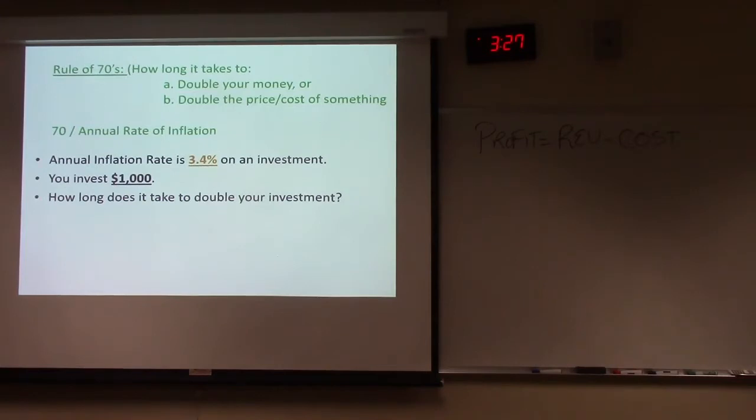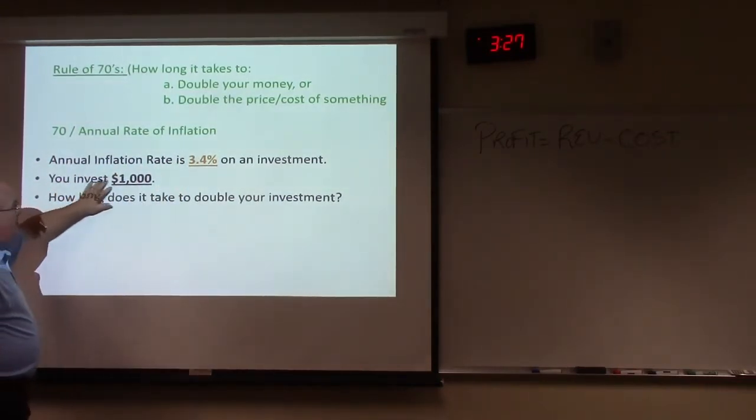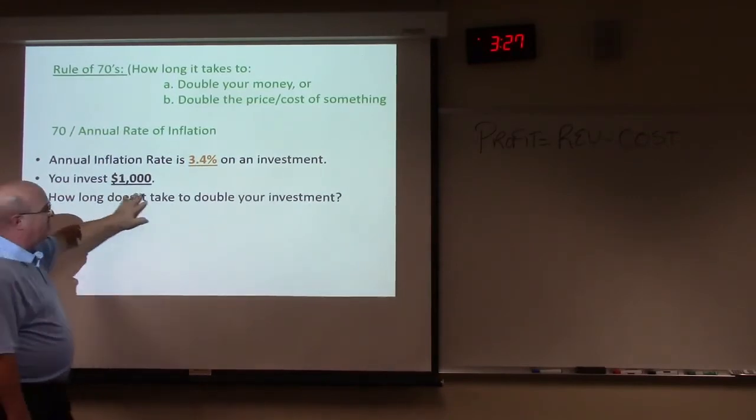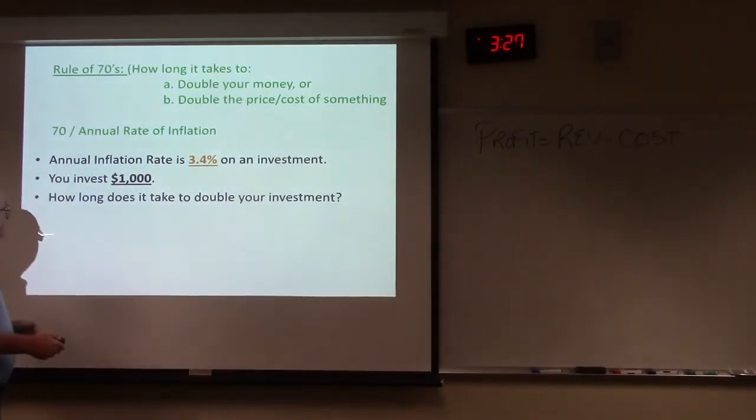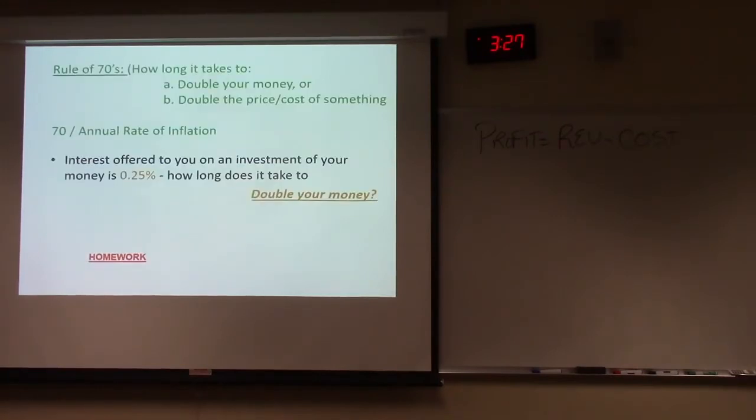Now, here's the thing. Say the annual inflation rate is 3.4%. You have an investment of $1,000. How long does it take to double your investment? Well, let's see. 70 divided by 3.4 is 20.58 years, and you will reach $2,000. So if you want to wait for 20 and a half years to double your investment, this is what you want to do. If that does not sound good, forget it. Try something else. Now, questions? You can always go back and take a look at this.